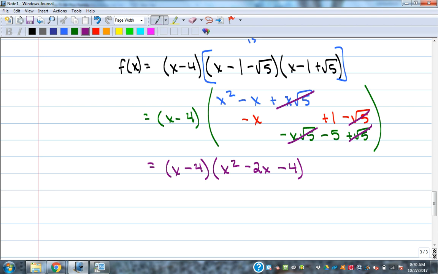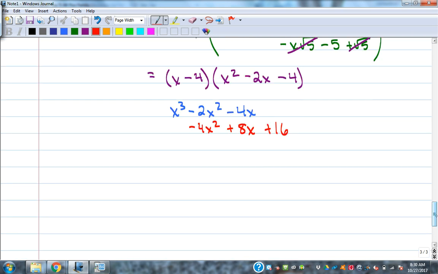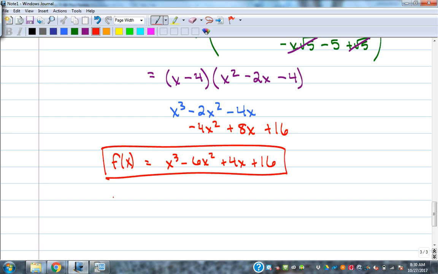Okay? Now, distribute. x times x squared, x cubed, minus 2x squared, minus 4x, and then distribute negative 4: negative 4x squared, positive 8x, positive 16. x cubed, minus 6x squared, plus 4x, plus 16. Is it pretty? No. Is it long? Yeah. But it should turn out to be right.